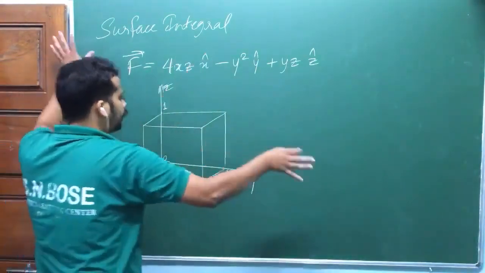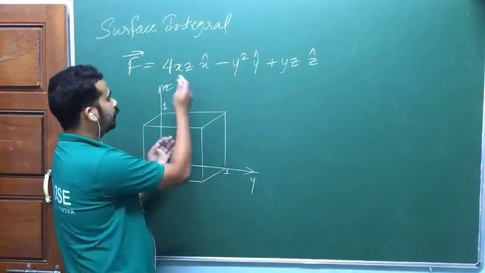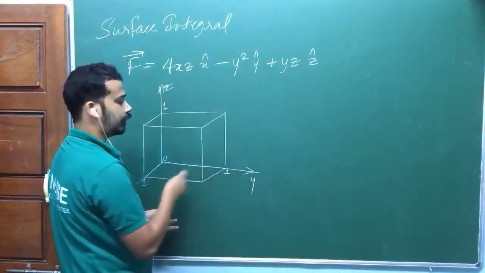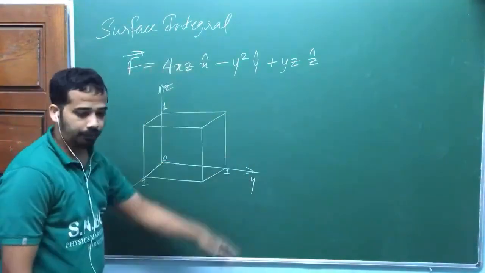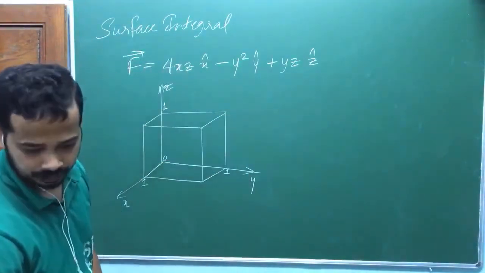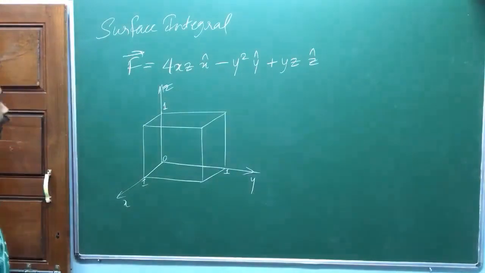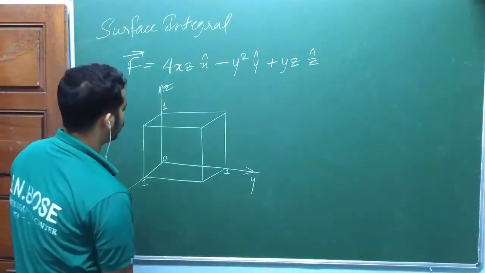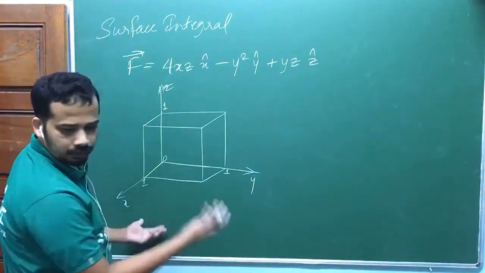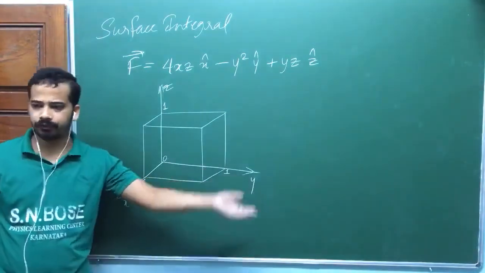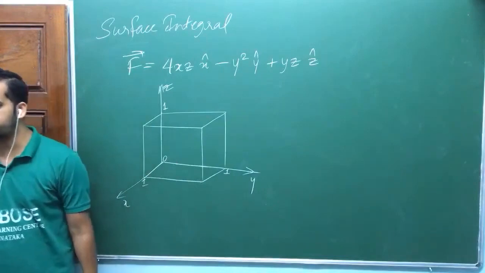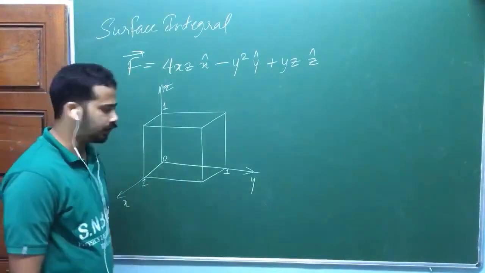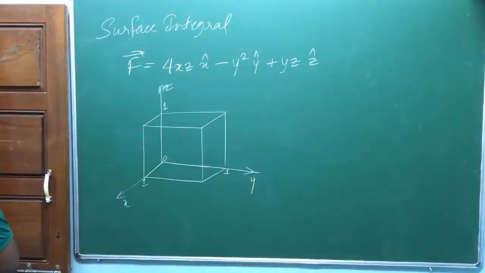Now you have a vector field which is in the space. Look at it. It depends on x, y, z. It has a different direction at different points in space. Now you need to find the surface integral. You can go for closed surface integral or open surface. Let me go for closed surface integral. If you know how to find the closed surface integral, you will find how to find the open surface integral also.